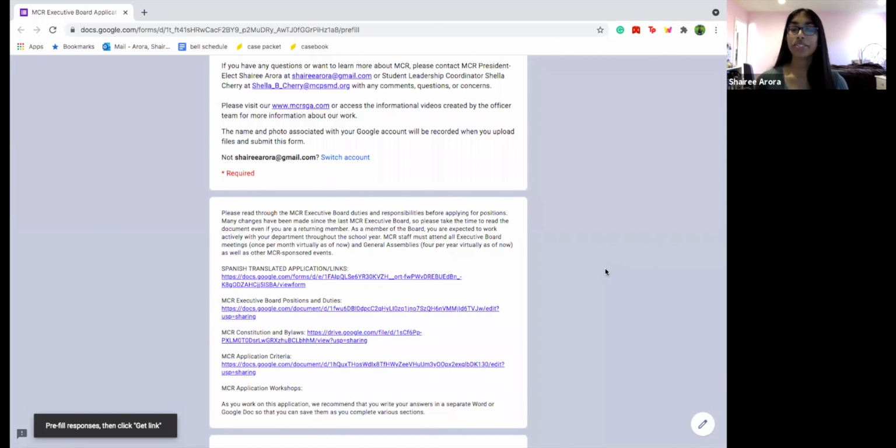Below that is our Constitution. If you want to read through that, learn a little bit more about MCR, please feel free to. The next thing is our application criteria. So here you'll see it broken down into the different skills and aspects we are looking for in your application and your interview. That way you're a little bit more prepared in terms of what we're looking for and how to show your best effort within both aspects of the process.